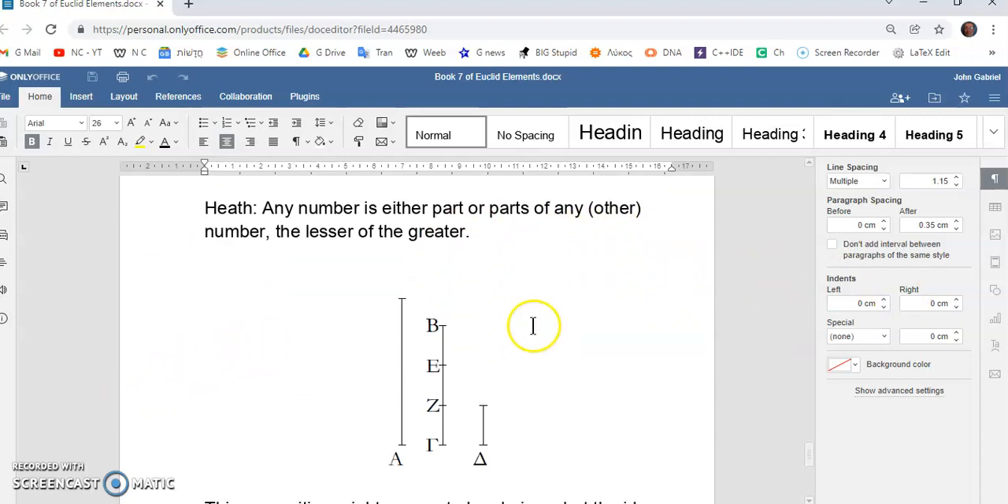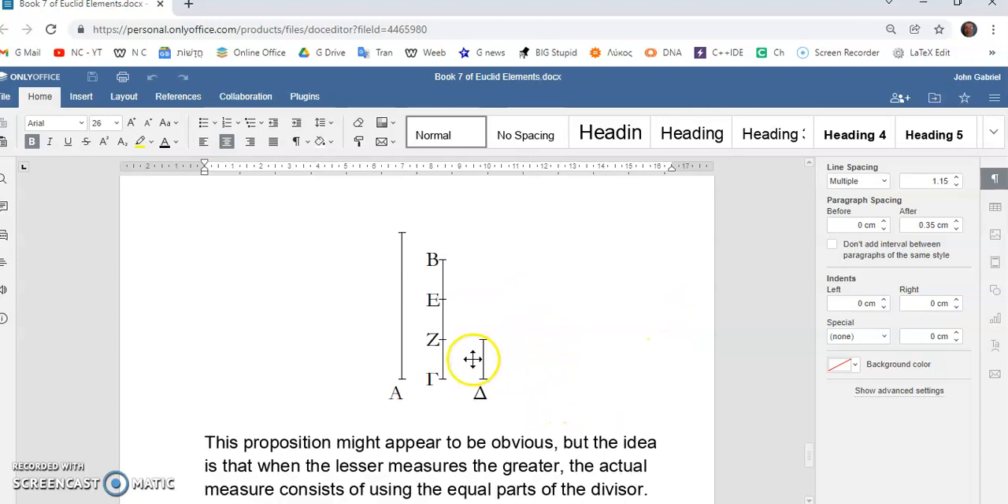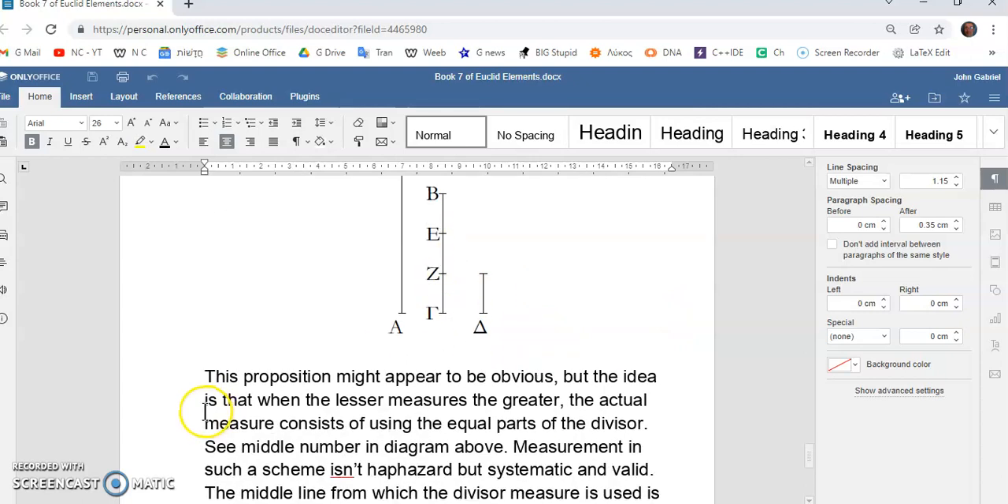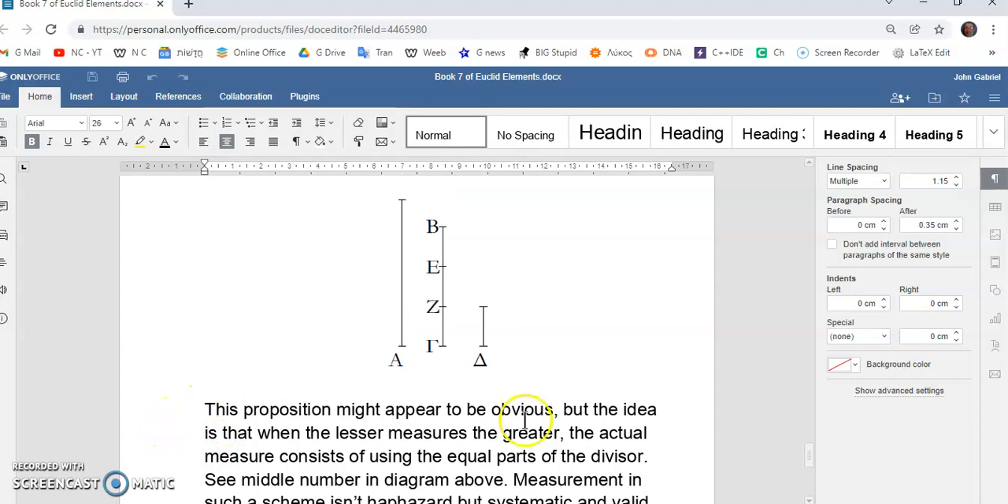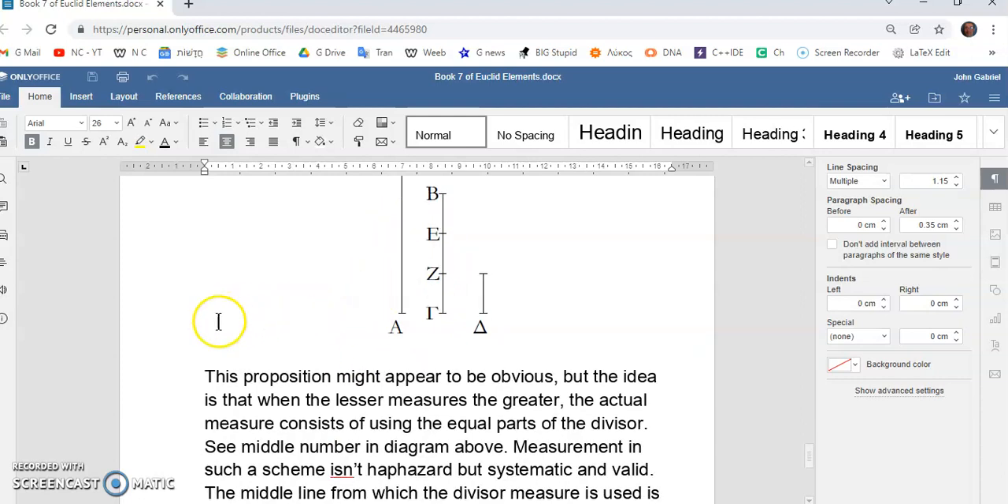lesser of the greater. Now this might seem pretty obvious, and people might ask, well, why does he even bother to mention it? Well, there are very good reasons, and I'll explain why in a moment. Now, this proposition might appear obvious, but the idea is that when this beta gamma measures this alpha, okay, the actual measure consists of using the equal parts of the divisor. So this line is being divided up into equal parts.